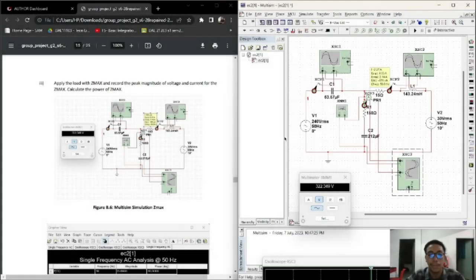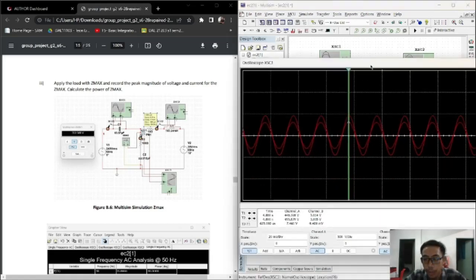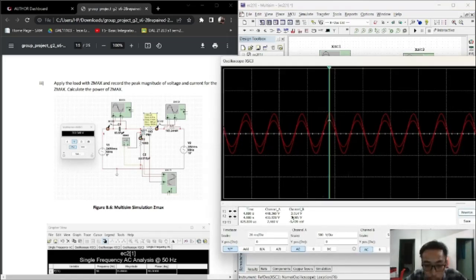I will present question 3, which simulates the ZMAX and gets the value of power of ZMAX. Using Multisim, we get the waveform from the oscilloscope. This is the part of ZMAX, which is R equal to 150 and capacitor 212 microfarad. This is the waveform of the oscilloscope. The value of V is 3.014, and the current of ZMAX is 455.829 amp.